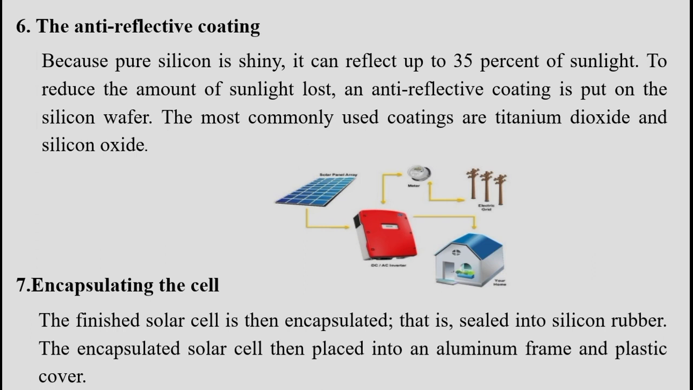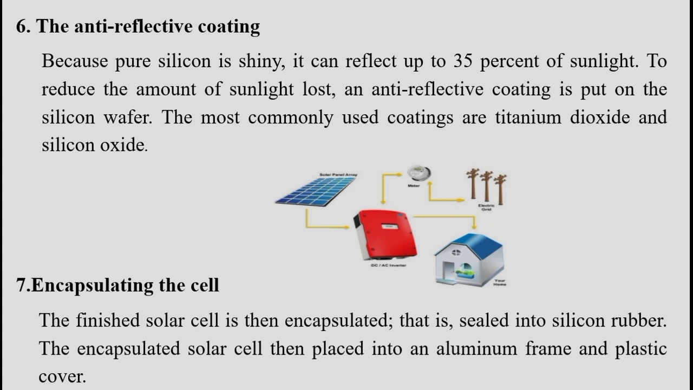We know that pure silicon is shiny. It can reflect up to 35% of sunlight. To reduce the amount of sunlight lost, an anti-reflective coating is put on the silicon wafer, so that incident light will have a large probability of being absorbed into the solar cell. The most commonly used coatings are titanium dioxide and silicon dioxide. Sorry for that, I said silicon oxide, that is silicon dioxide.